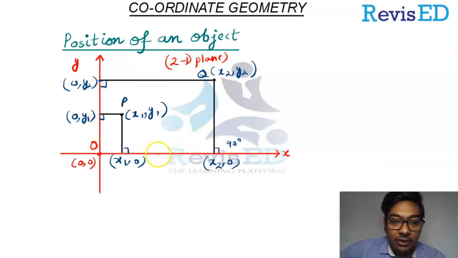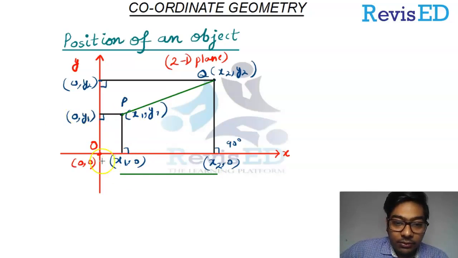So what will happen now? This is nothing but the difference of x2 and x1. Let us draw the straight line which will be connecting P and Q. So this line PQ is my straight line. Basically it depicts the distance or displacement between the object P and Q.